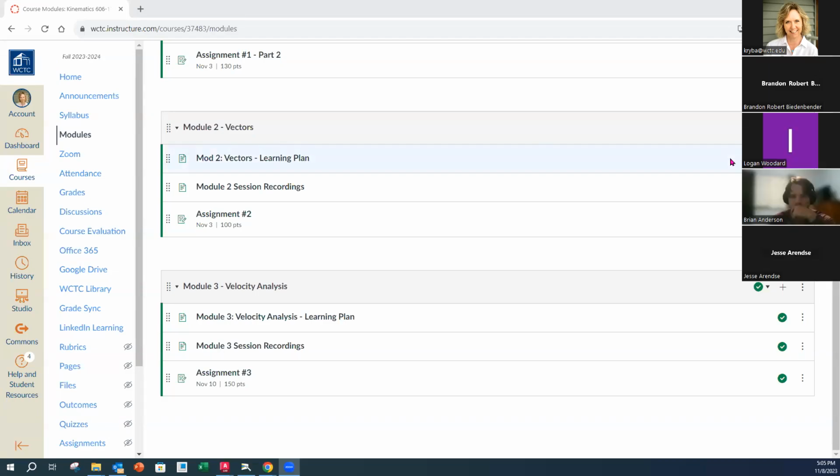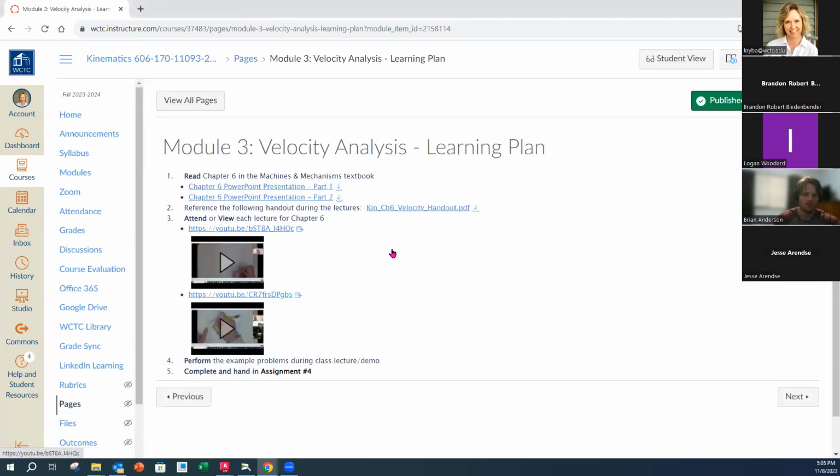Okay, so we're going to start by looking at assignment number 3. To this point, we have gone through all of the information for this particular module. We're looking at velocity analysis, and I'm going to quickly take a peek at our learning plan to just review what we've already covered.